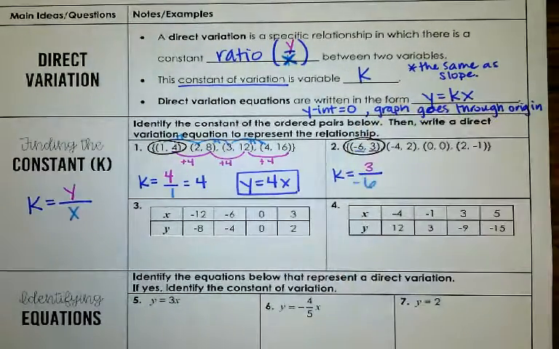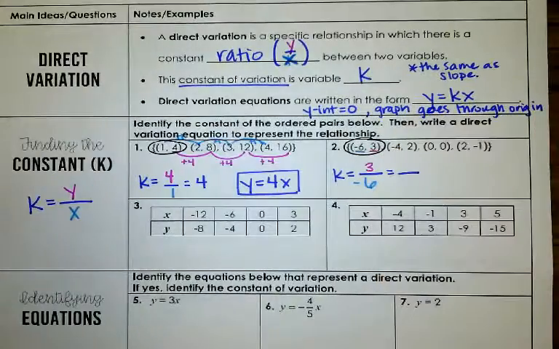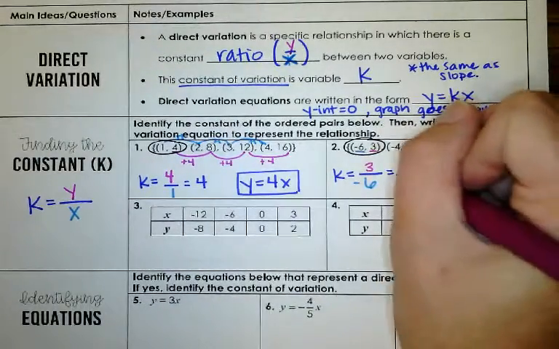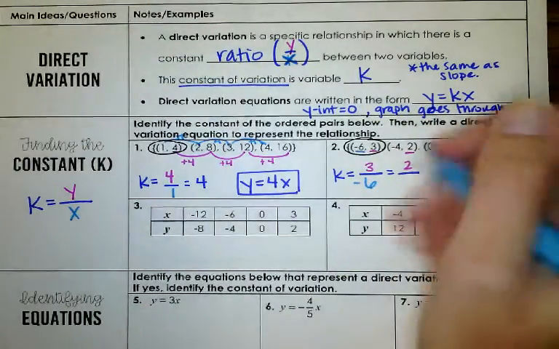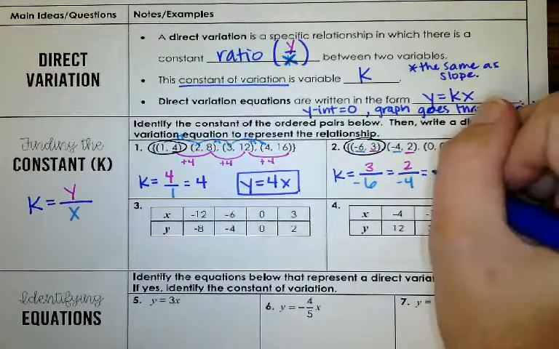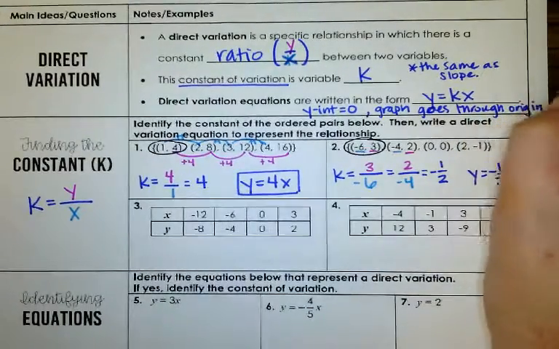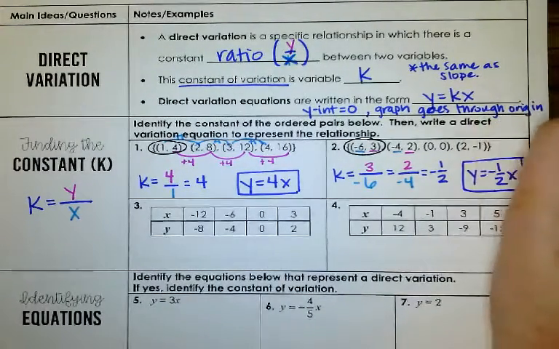-6. Now, just to prove that really you can pick any point except for one, all right? Watch this. If we did it with the next point, if I pick this y, well, that's 2, and this x is -4. What does that reduce to no matter what? -1/2. So no matter which point I pick, it will still reduce to -1/2. So then my equation would be y is equal to -1/2 x. Do you guys feel good about that?